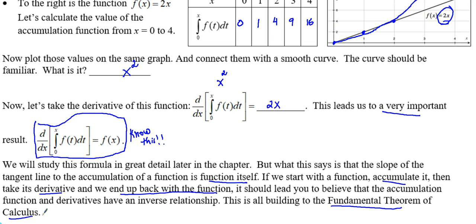In simple language, if you take the derivative of the antiderivative, you get the original function back, the f of x. But we don't get f of t, we get f of x. So that's the fundamental theorem of calculus. We are going to learn about this in more detail in class.